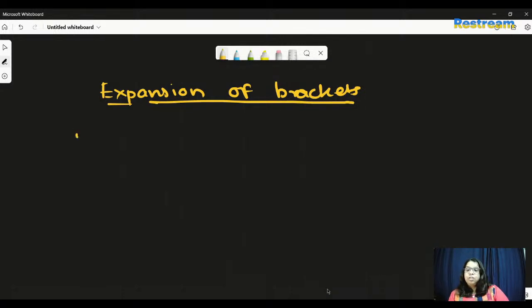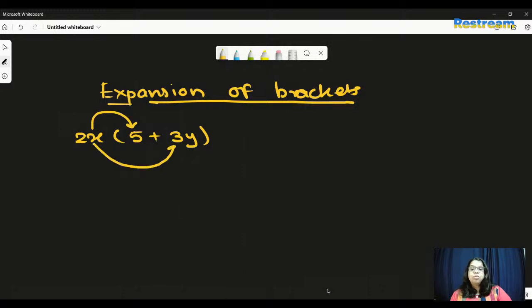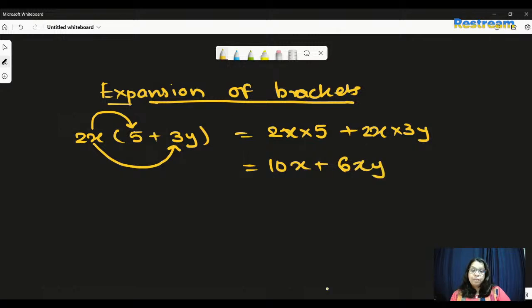So we have, let's say, 2x multiplied by 5 plus 3y. As we do in arithmetic, in algebra also, if you are opening a bracket, you have to multiply both the terms with the term outside. So we are going to do 2x times 5 and we are also going to multiply this 2x with 3y. So we are going to get 2x times 5 plus 2x times 3y. So that is going to be 10x plus 6xy. Okay, so this is how we are going to expand it.